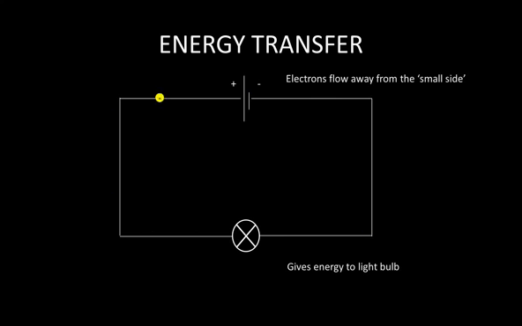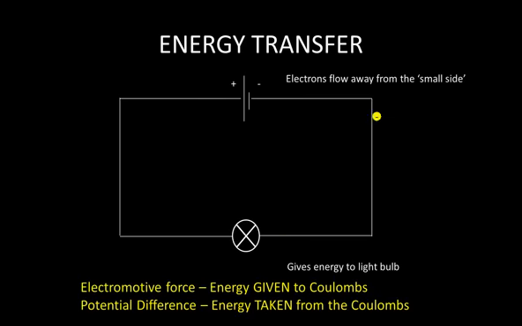And a few more key terms that are worth remembering are electromotive force and potential difference. Now, what is electromotive force? Basically, it's the energy given to the coulombs by the battery cell. And potential difference is the energy taken from the coulombs by the light bulb. So basically, you've got a potential difference across the light bulb of how much energy it takes, and electromotive force on the battery of how much energy it gives. Both of these measured in voltage. So basically, that's energy transfer.